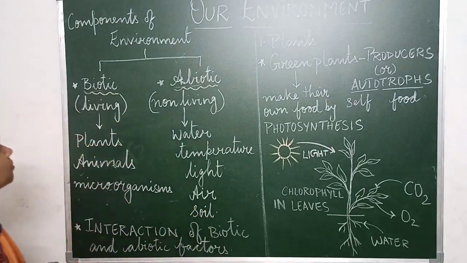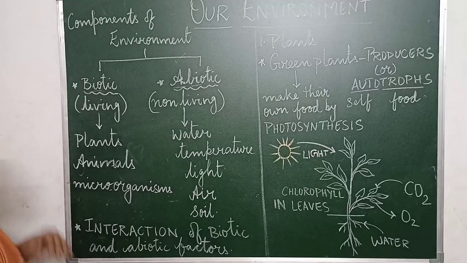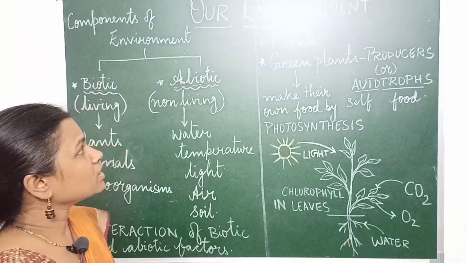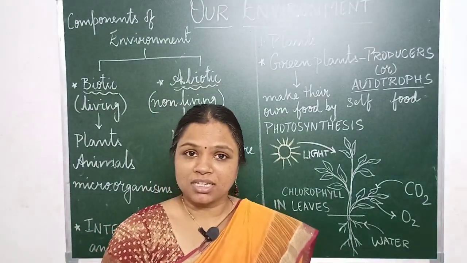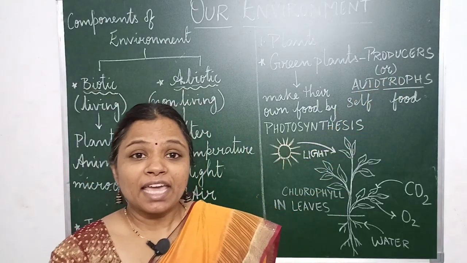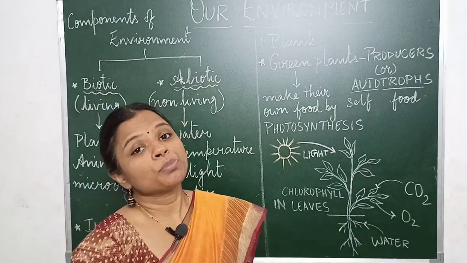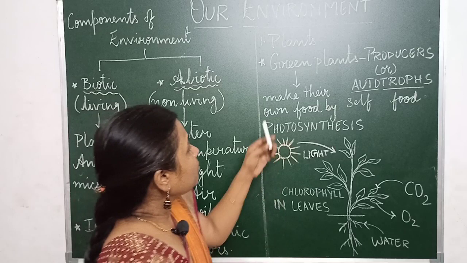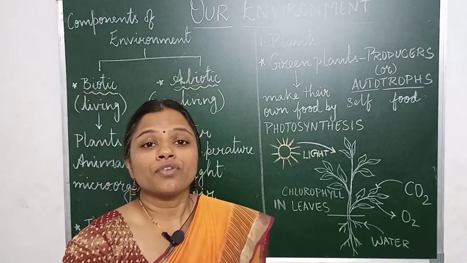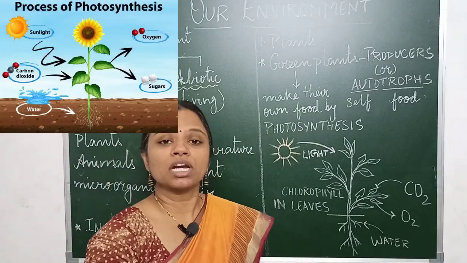Now, let us come to the biotic factors. First, we will be learning about the plants. So here, the green plants are called producers. Producers means they actually make their own food. That is why they are called producers. So, the green plants make their own food by the process of photosynthesis. We have been learning this process in our lower classes also.